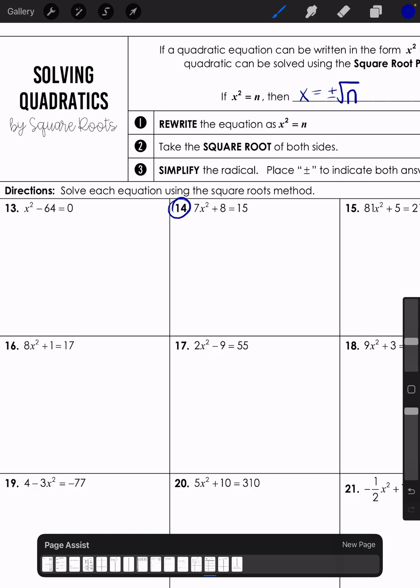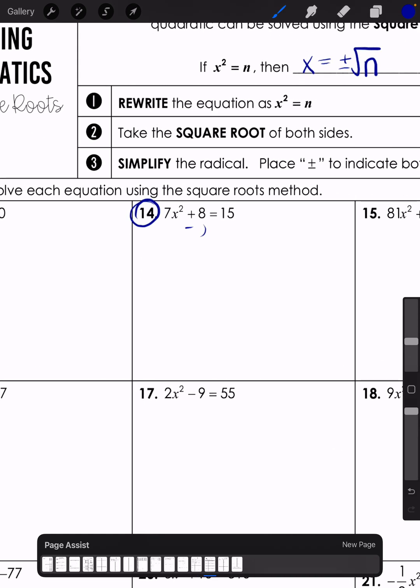Okay, so for example, let's start with number 14. If my goal is to isolate the x squared, I'm going to subtract 8 first. Okay, so that one's pretty straightforward, right? X squared is equal to 1. Now remember, if I'm taking the square root of both sides, then my result would be not just 1, but plus or minus 1. So I can also write that as x is equal to the set of -1, +1.